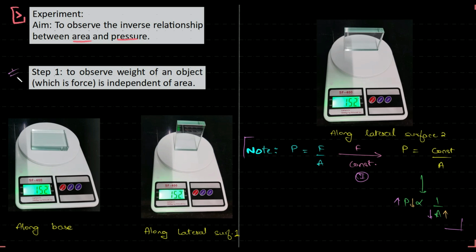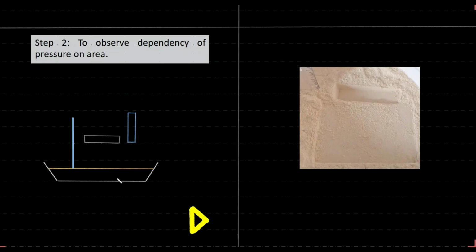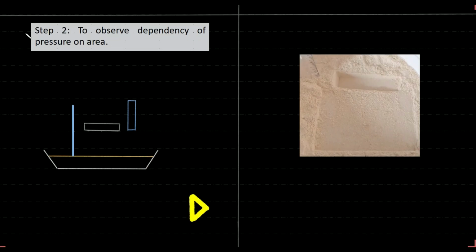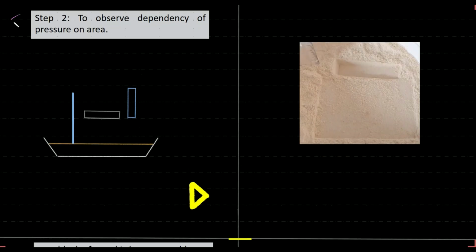Okay guys. So step 1, to observe that the weight of an object, which is force, is independent of area. The gravitational pull, anyhow you keep the object, will be same. Along the base, along the lateral surface, along another lateral surface, we can see the mass remains same and so the weight remains same. Agree?